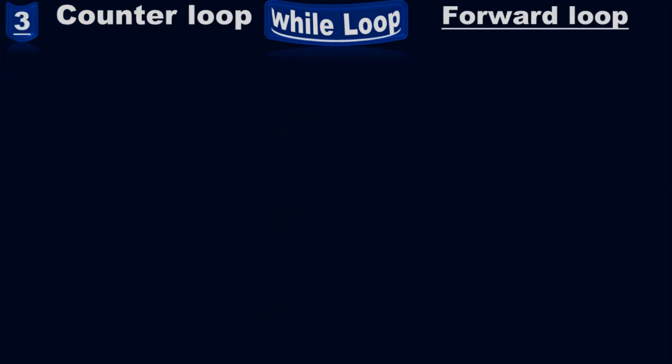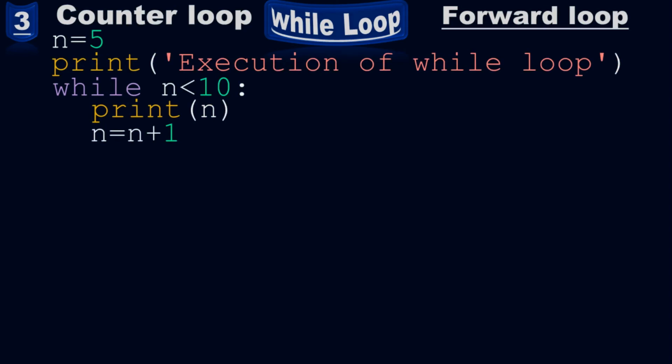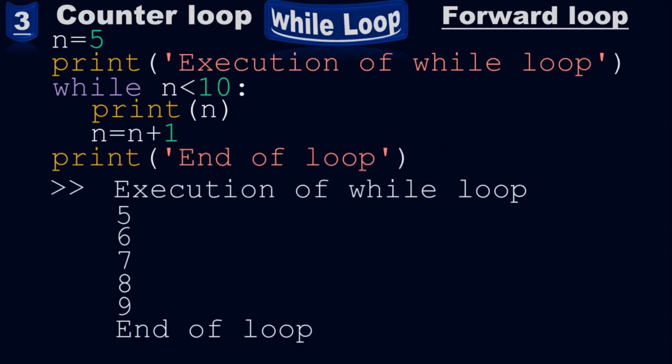Example number 3. n equals to 5. Print of execution of while loop. While n is less than 10, print of n, n equals to n plus 1, print of end of loop. When you run it, you will get this output. This is the answer. Look here, initially n is set to 5. I just simply added one print function here, which shows the title line, execution of while loop. This is just the title line.